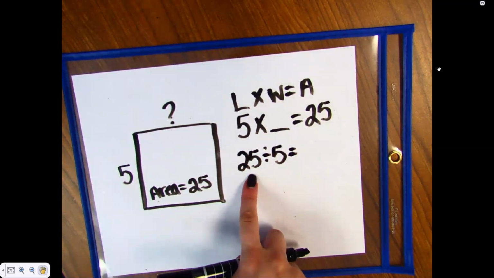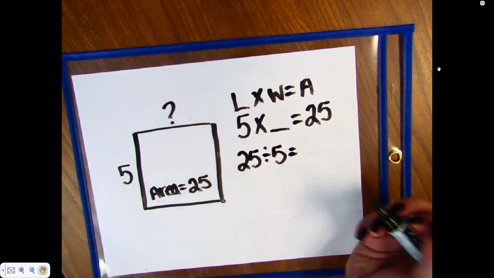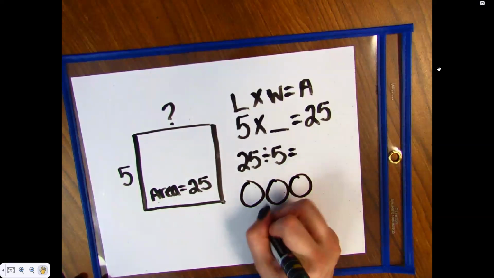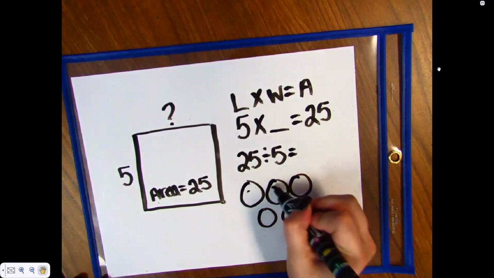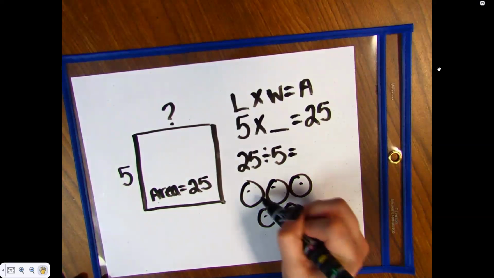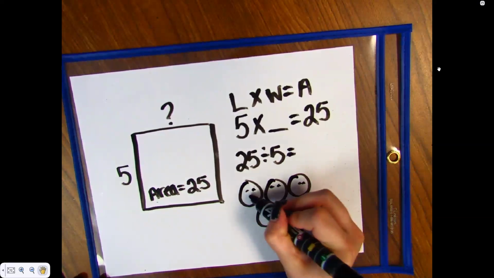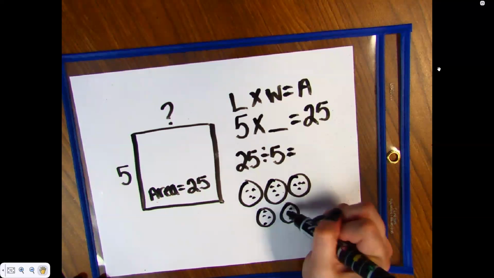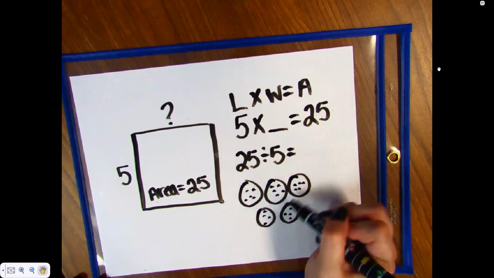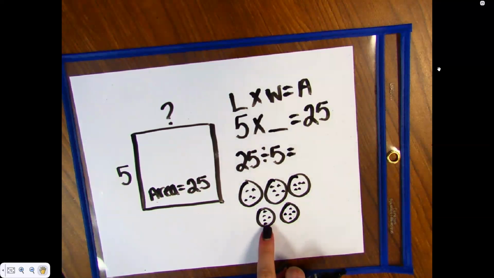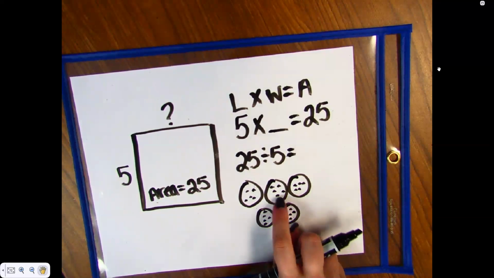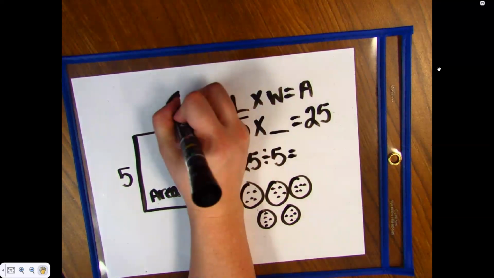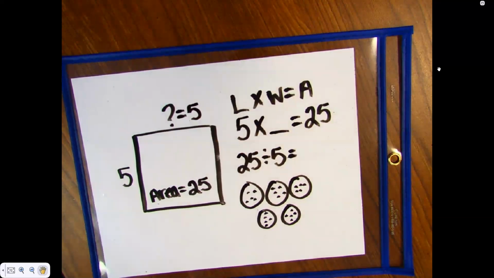Well, 525 divided by 5, okay? I could do some circles, and I could say 1, 2, 3, 4, 5, 6, 7, 8, 9, 10, 11, 12, 13, 14, 15, 16, 18, 19, 20, 21, 22, 24, 25. And I could count 1, 2, 3, 4, 5, 1, 2, 3, 4, 5, 1, 2, 3, 4, 5. Ooh, okay, I'm seeing all of these are 5. So then this missing side would be 5.